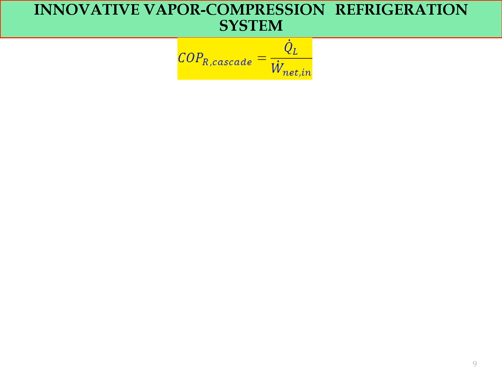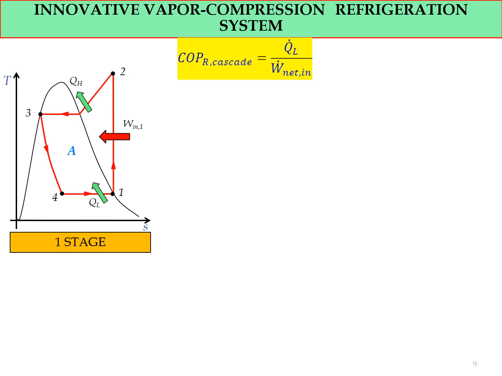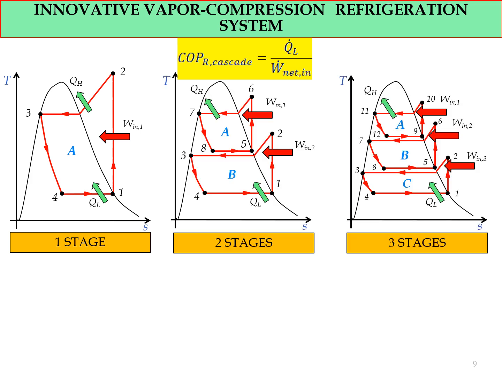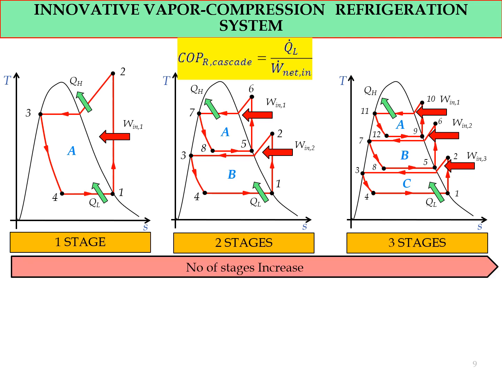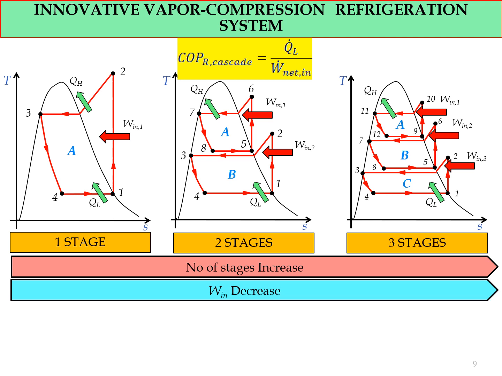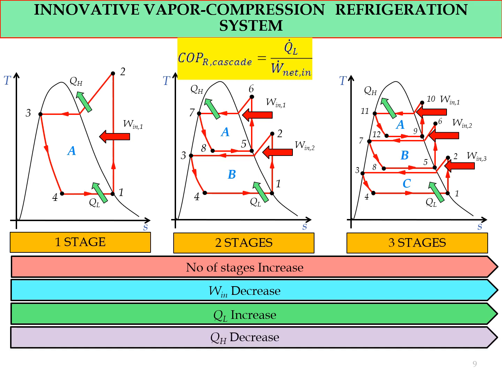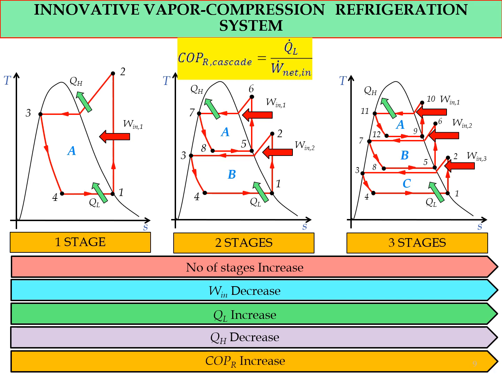So this is the coefficient of performance for the refrigerant. It is equal to QL divided by work net in. As you can see, this is the TS diagram of one stage, this is the TS diagram of the 2 stage, and this is the 3 stage. As the number of stages increases, it decreases the work input to the system, increases the QL, which is the heat absorbed from the refrigerated space, and also decreases the heat released to the warm space. By doing all this, it increases the overall coefficient of performance of the system.